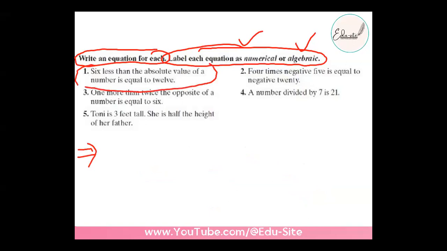Let's check the first problem, Maisha. 6 less than the absolute value of a number is equal to 12. Okay. Absolute value of a number. It is not given, right? Can we not write it as x?